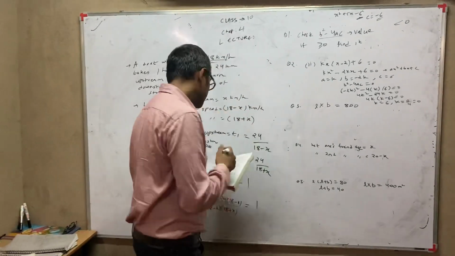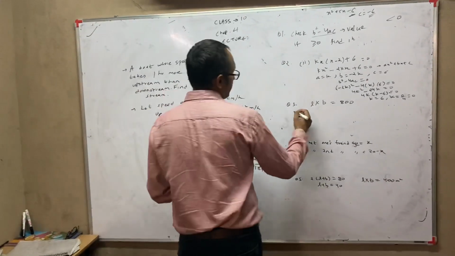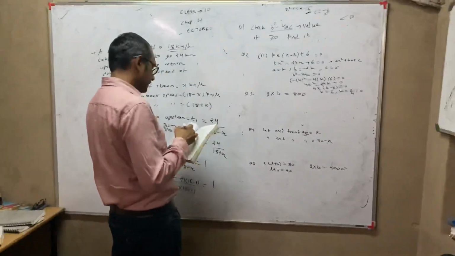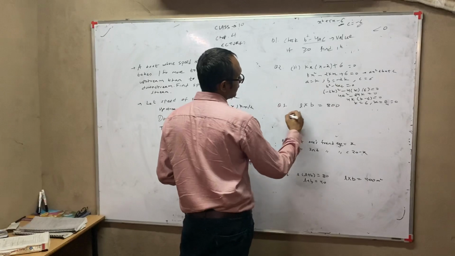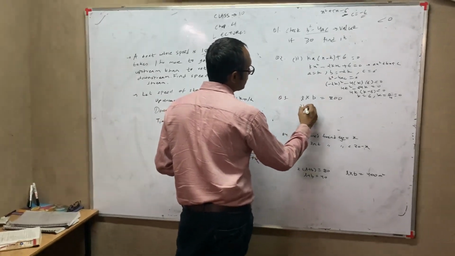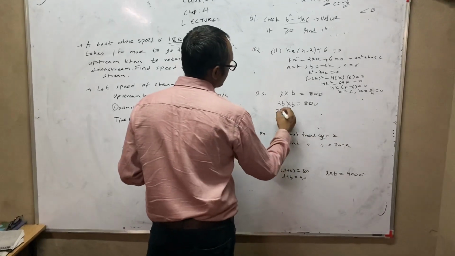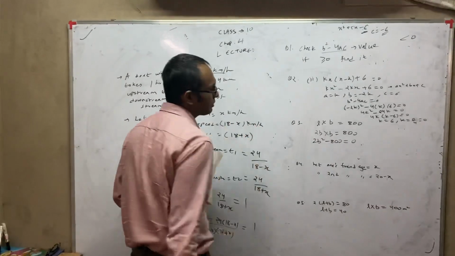Now question number 3, going back to it, they have given the area, length into breadth is equal to 800. Now they have given that the length is twice the breadth. So instead of length, I can write 2b. 2b into b is equal to 800. So 2b square minus 800 equal to 0.